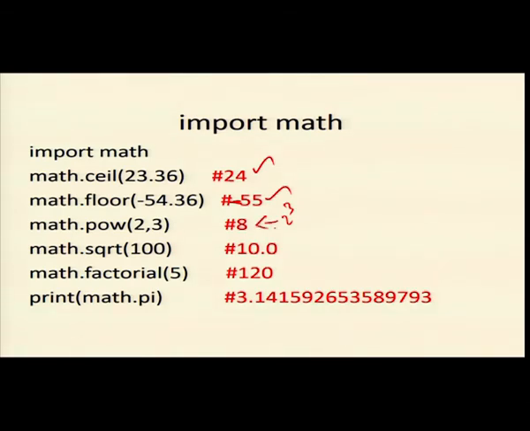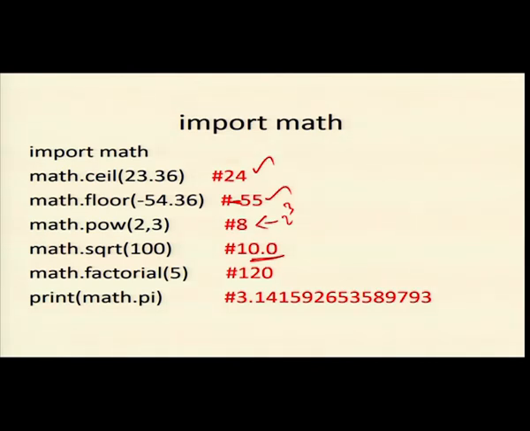Math dot square root of 100. What is the square root of 100? It is not 10, it will print as 10.0. Why? Because not all square roots are whole numbers. If I give math dot square root of 25, it will print 5.0. If I give math dot square root of 24, it will print a decimal value. That is the reason the square root prints in terms of decimal points. 10.0 will be printed for math dot square root of 100.